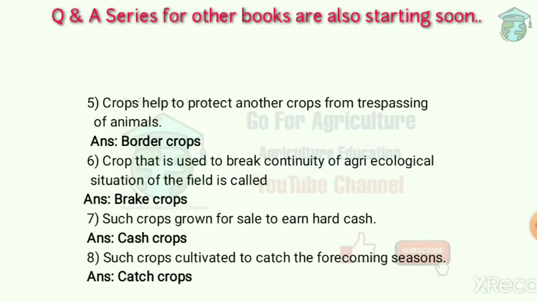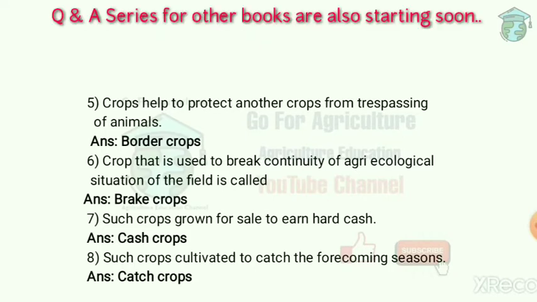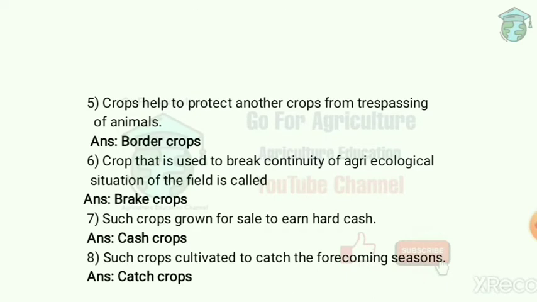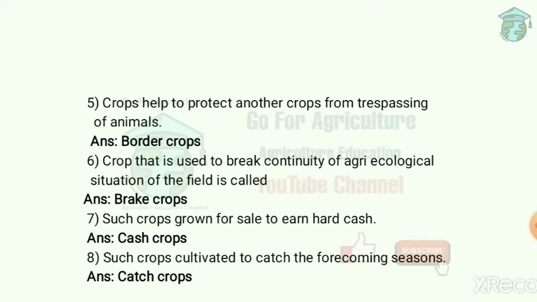Next question, crops that help to protect another crop from trespassing of animals are called border crops. To protect from animals also, crops are grown. For example, chickpea we can say, safflower we can say, these are also called border crops. Next question, crop that is used to break continuity of agroecological situation of the field is called break crops. Here crops are grown to break the continuity of the agroecological situation. These reduce the inoculum of soil-borne agents and weed growth. This is break crops.